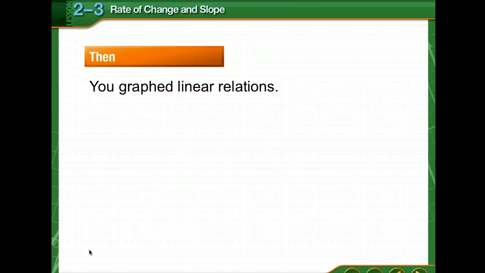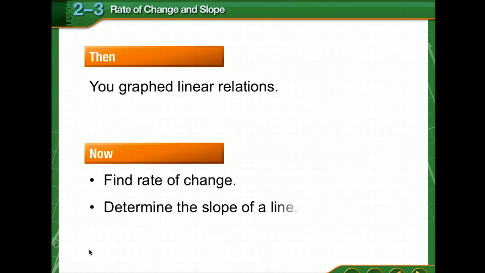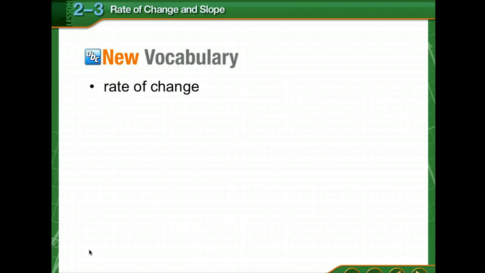Previously, you've graphed linear relations, and now we're going to find the rate of change, and we're going to determine the slope of a line. We've got just a little bit of new vocabulary, which probably isn't too new to you: rate of change and slope.